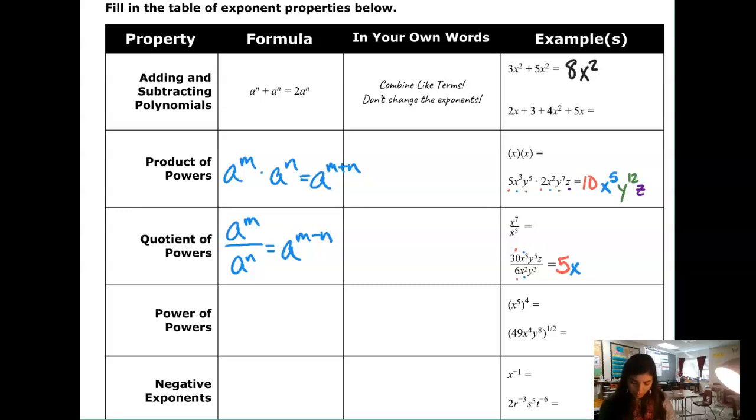And then we have our y's. Y to the 5th divided by y cubed is y squared. And since there's a z still chilling with nothing that it would need to subtract with or divide by, we're going to leave the z in our answer.